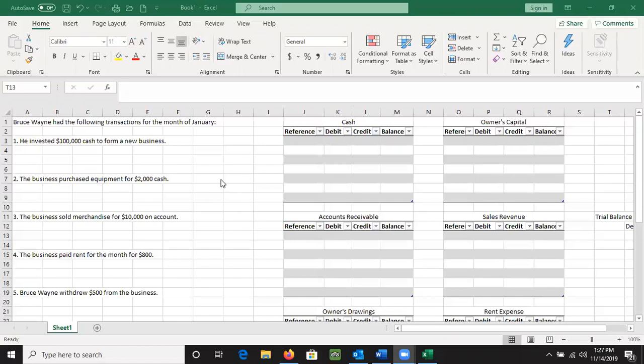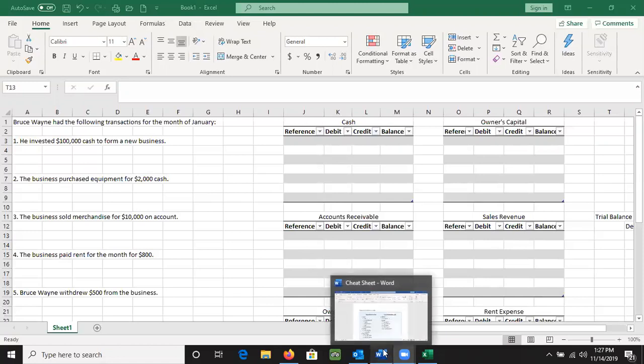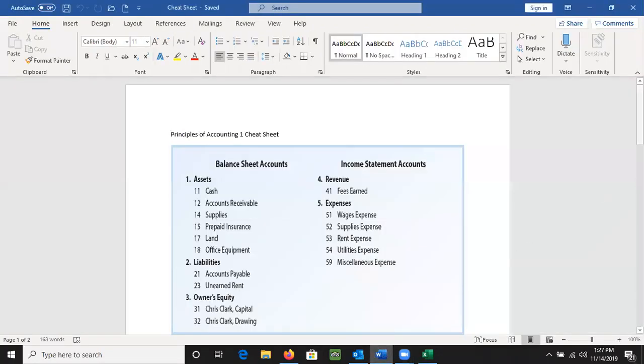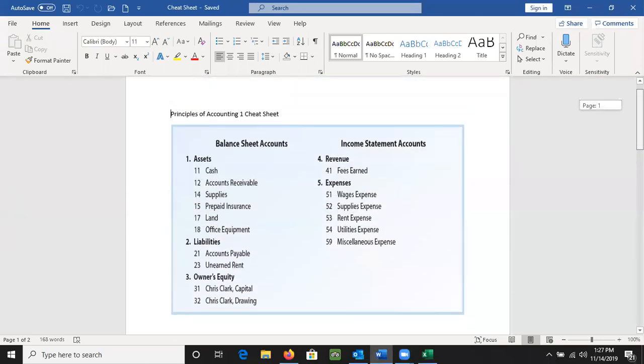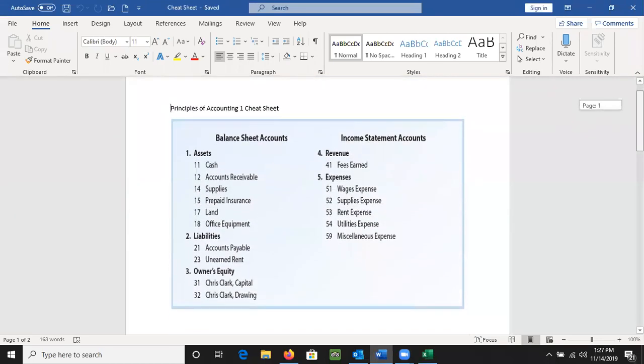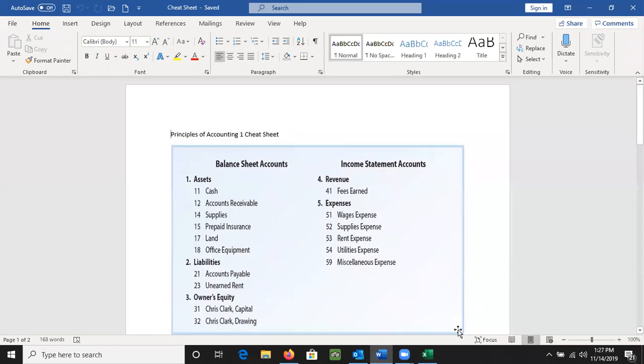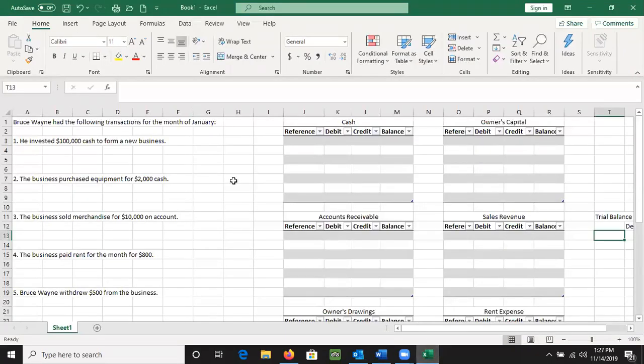All right? To do this, I have an Excel file, and I'm going to use the cheat sheet that I posted. If you need access to the cheat sheet again, I will post it with this announcement. All right, so let's go to the file. So we're dealing with Bruce Wayne had the following transactions for the month of January. Number 1, he invested $100,000 cash to form a new business. So he's forming a business. He's putting cash into the business.